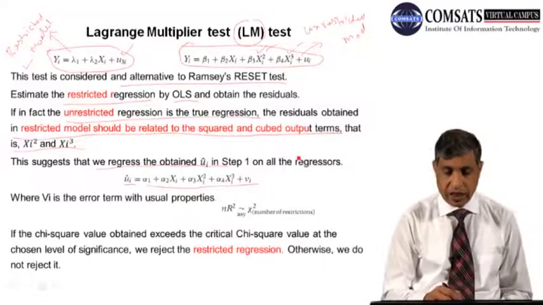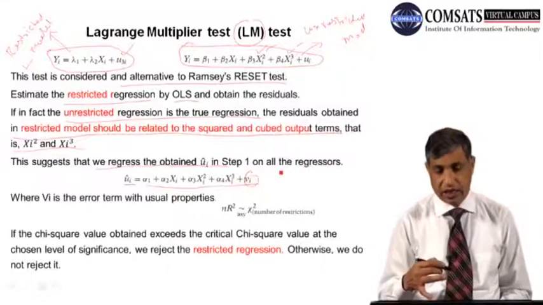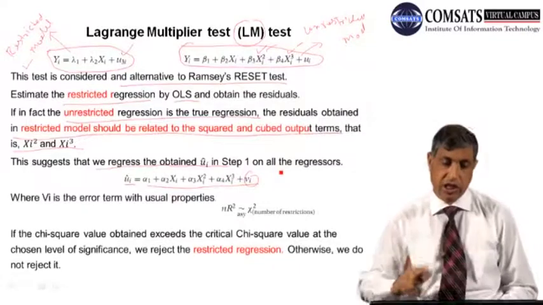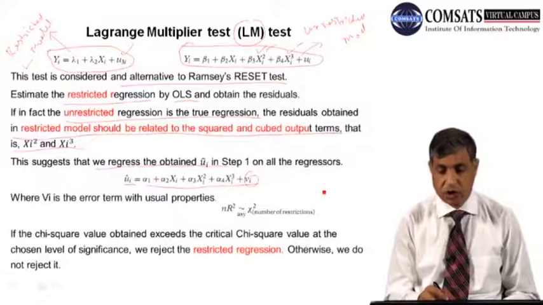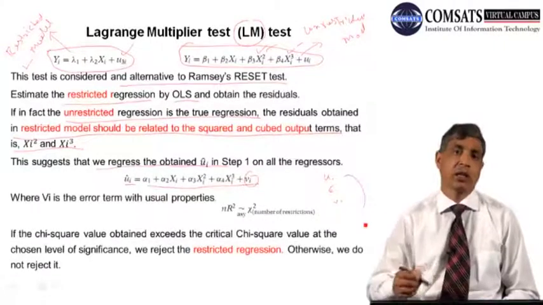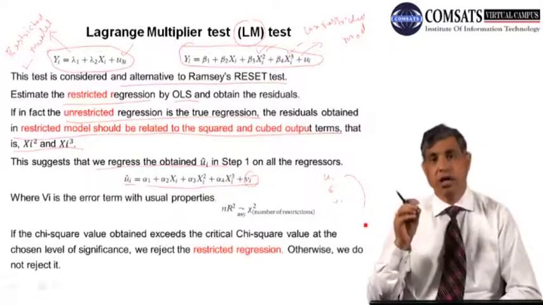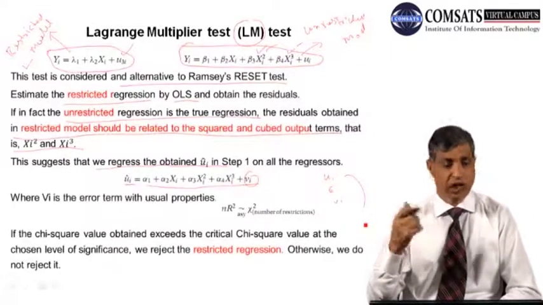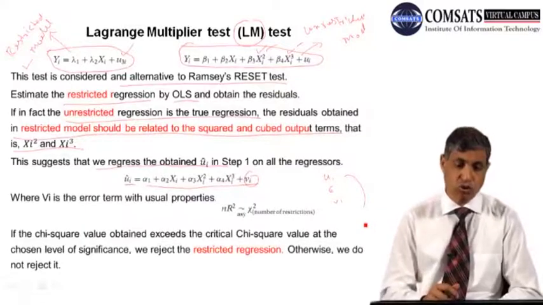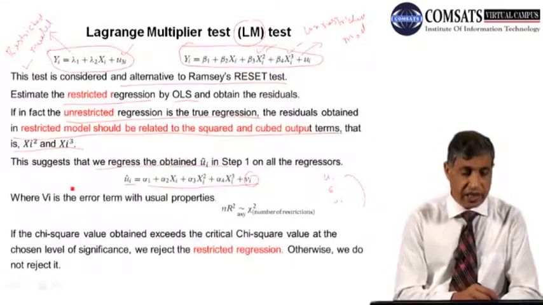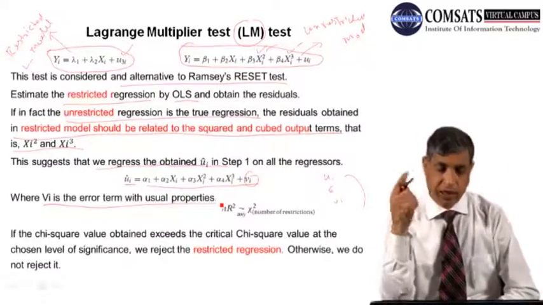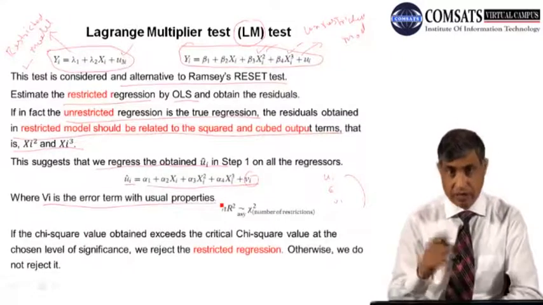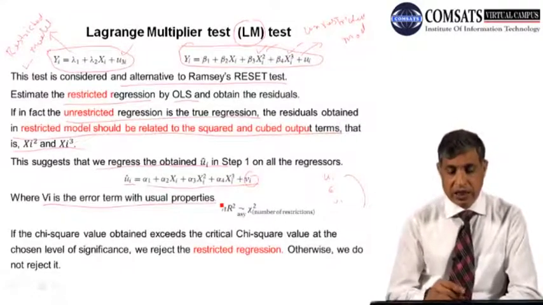Sometimes I use vi; I spotted this and immediately realized I have to explain that ui and vi are the same thing. Error term, disturbance term, residual, whatever I am using, these are similar things, so you should not be confused. Here vi is the error term with the usual properties, that it is randomly scattered.